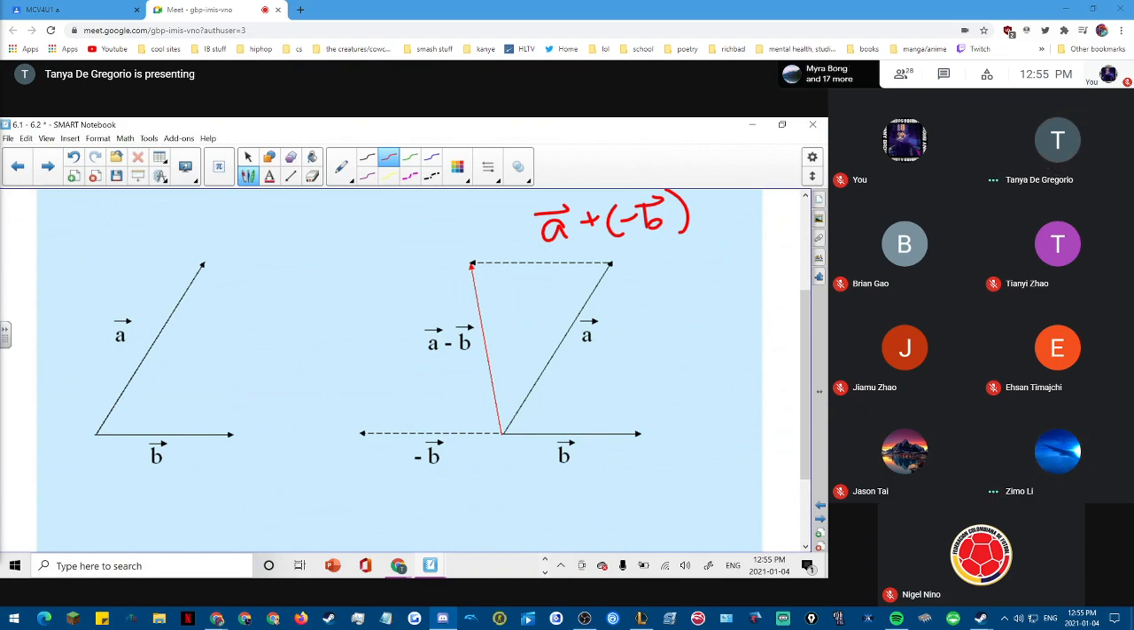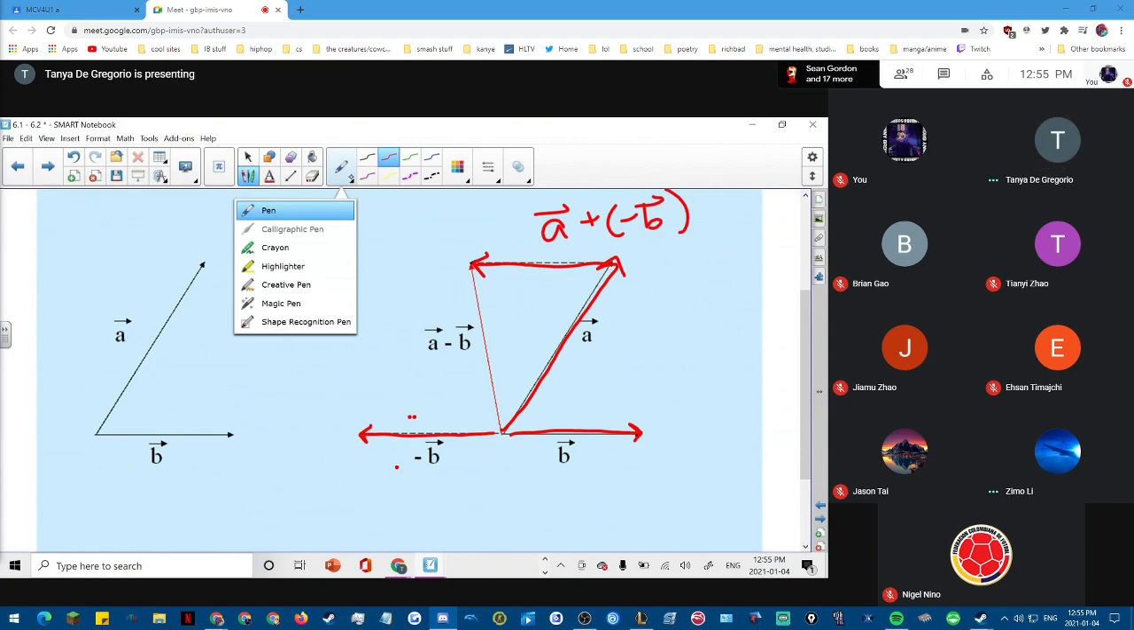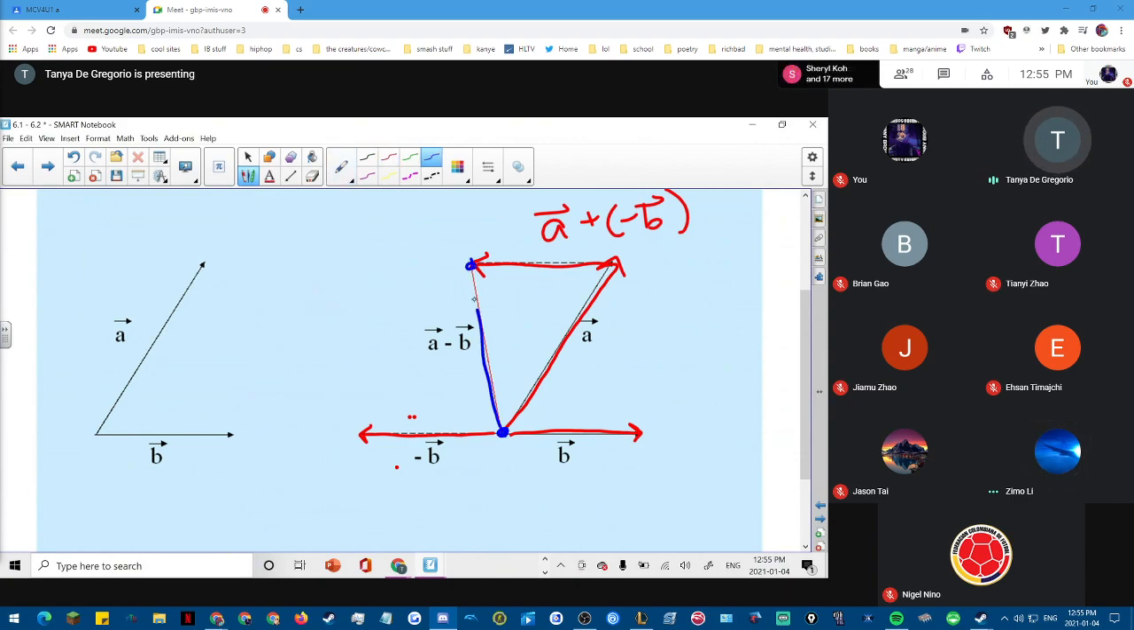Continue. Okay, so now here's vector A, and I need to add negative B. So this is positive B. In order to get negative B, we have to put it in the opposite direction. And now it's like I cut and paste it. I displace it and I put it here. Now, your resultant vector is always going to be where you started to where you ended. So I started here and I ended here. And so that's my resultant vector.